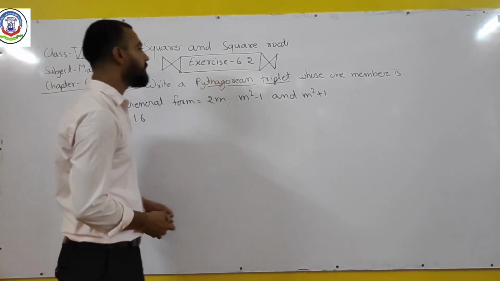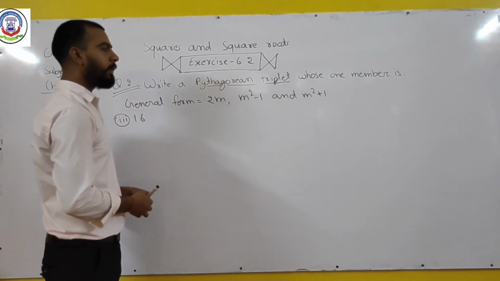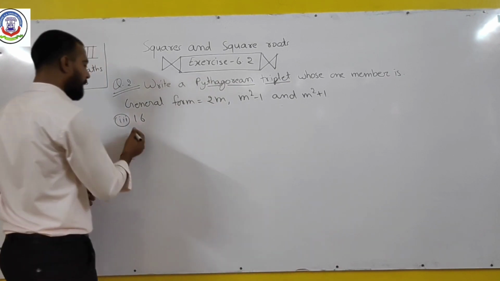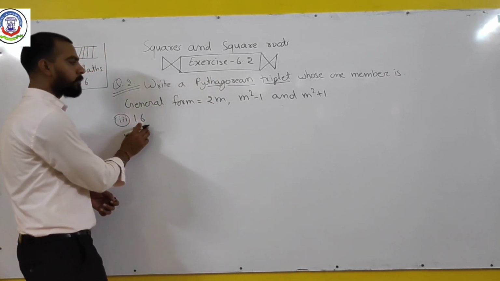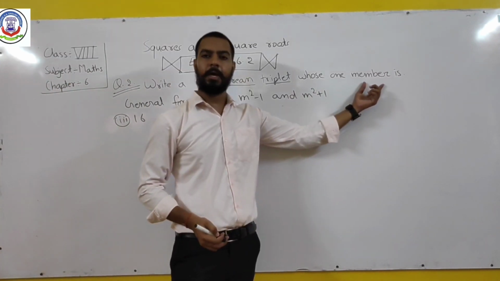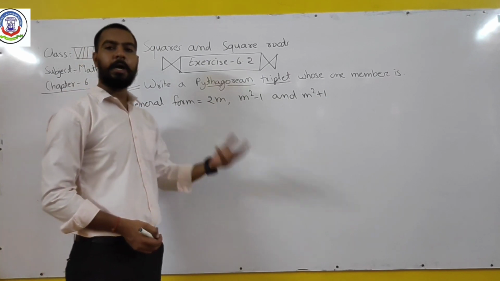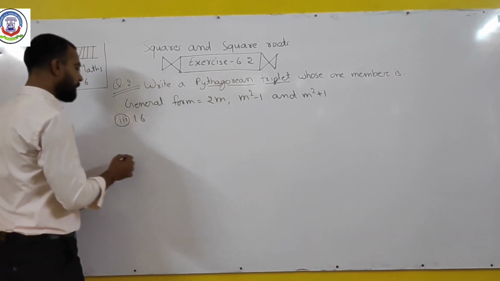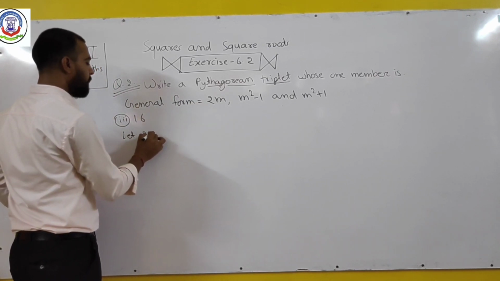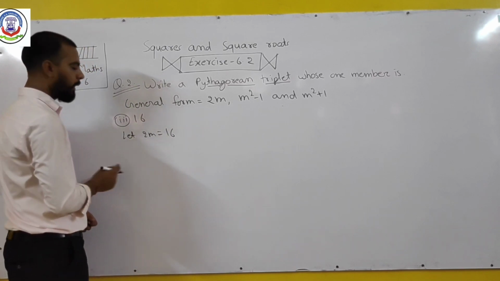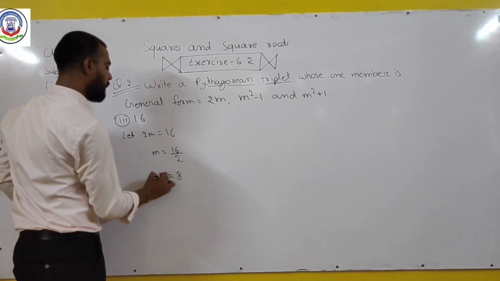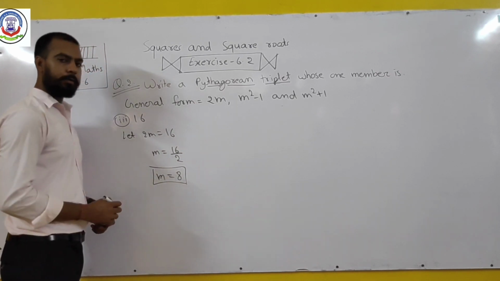Means one member of this triplet is 16, and we have to find the other two members. Okay, how will you find them? First of all, what you have to do is suppose that this is the first member, because it is not clarified anywhere whether it is the first, second or third member. So we have to assume that 16 is the first member, that means we have to write 2m is equal to 16, m is equal to 16 upon 2, and the value of m will be 8.